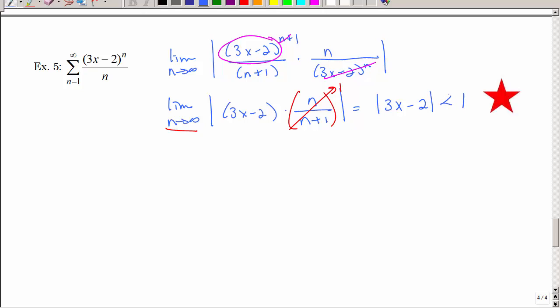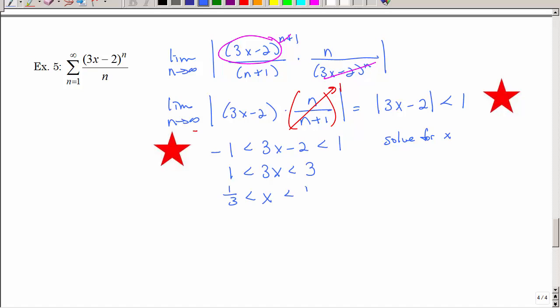This is where you need to be careful. Listen, that means that 3x minus 2 is sandwiched between 1 and negative 1. You really need to write this inequality. Then you need to solve for x. Write the inequality, then solve for x. So if you add 2 to each part, then divide by 3, that's the interval. Then we have to check these endpoints, 1/3 and 1.